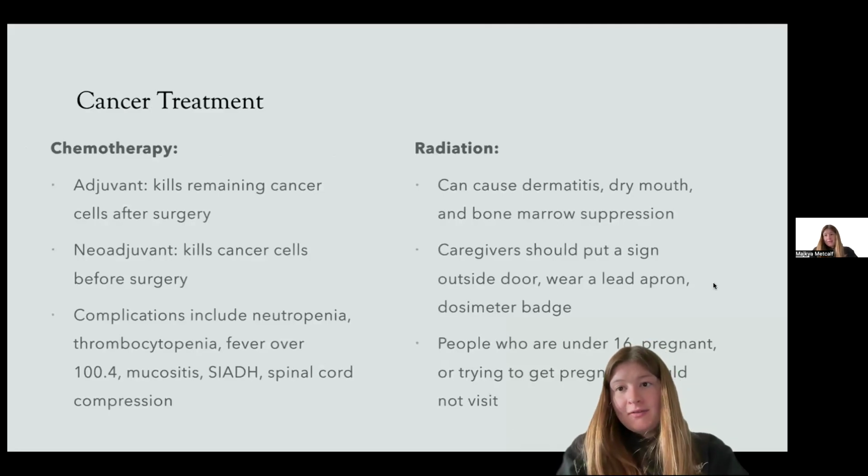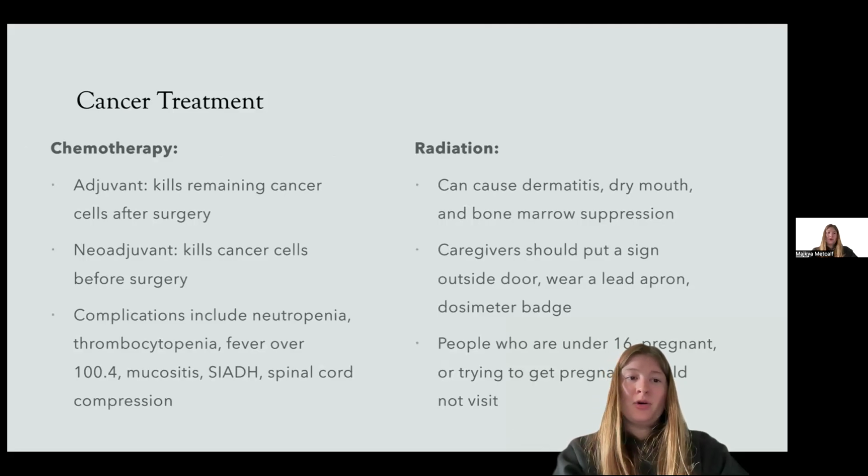So to treat cancer, we have a couple of different options. Most commonly, you'll see chemotherapy and radiation. For chemo, you have neoadjuvant and adjuvant therapies. Adjuvant therapies are going to be used after a patient has had surgery to remove cancer. Adjuvant therapy goes in and kills the cancer cells that were not removed by surgery. Neoadjuvant is going to work before surgery, so we're not going to be giving this one after.